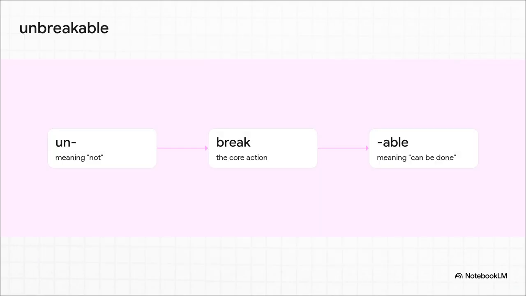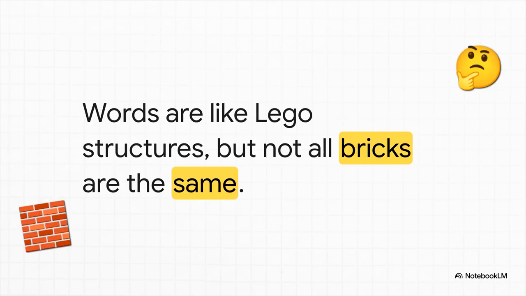Let's just tear a word apart to see how this works. Take unbreakable. It's got three morphemes. First, you have un, which clearly means not. Then you've got break. That's the main action. And finally, there's able, meaning can be done. See? Three separate bits of meaning all fused together. If you try to break them down any further, like splitting break into B and R, E-A-K, the meaning is just gone.